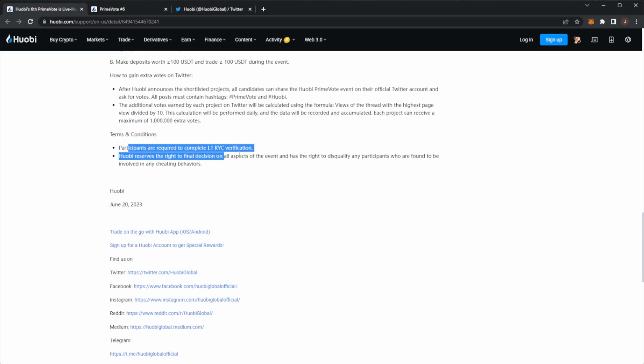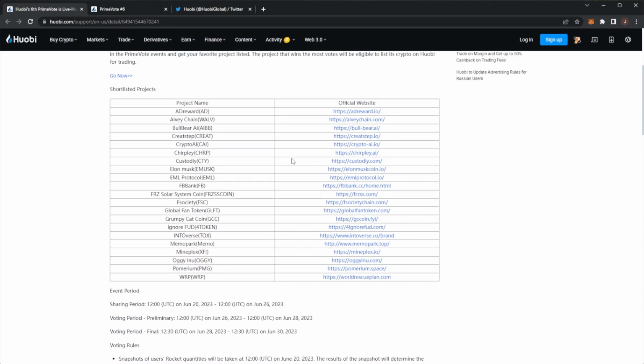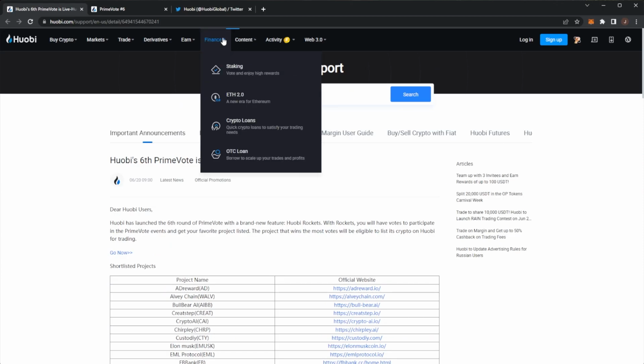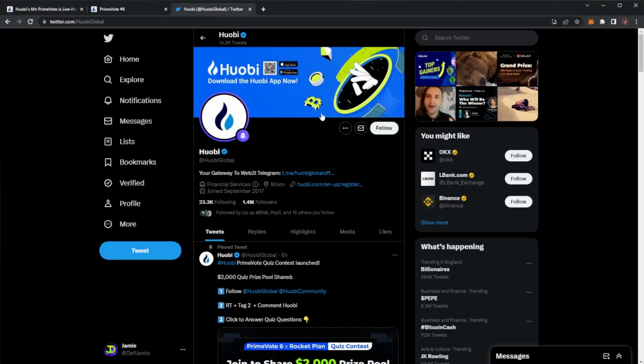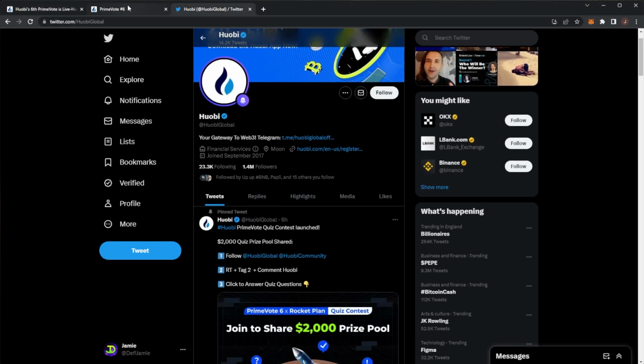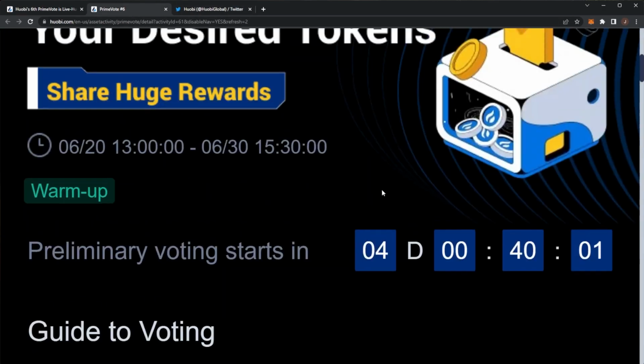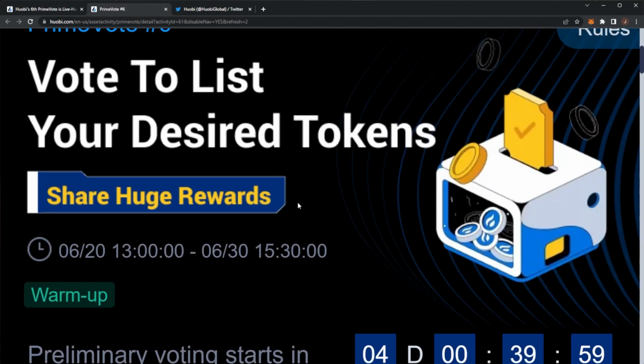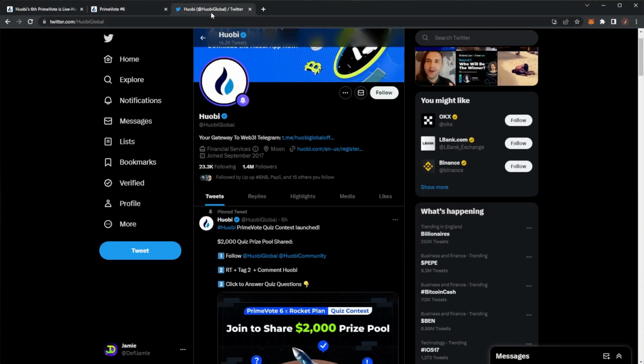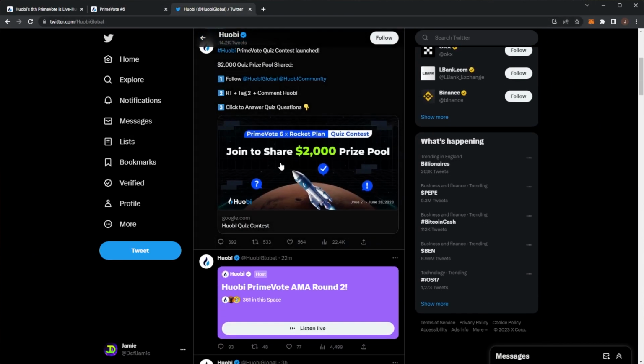So T's and C's, you need level 1 KYC, and Huobi has the final decision on all aspects of the event. But very exciting stuff here. PrimeVote, the 6th time this has been running. Make sure to check out all of the links down below and make sure to get your vote in. It does go live on the 26th of June. And yeah, you can win a share of $300,000. And of course, those two activities with a $1,000 reward and a $2,000 quiz reward there.